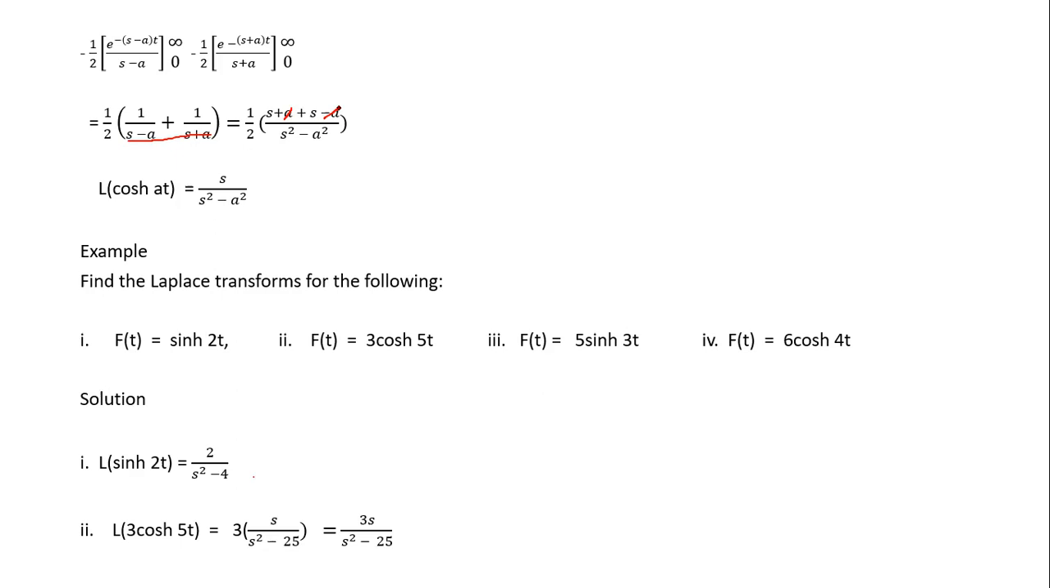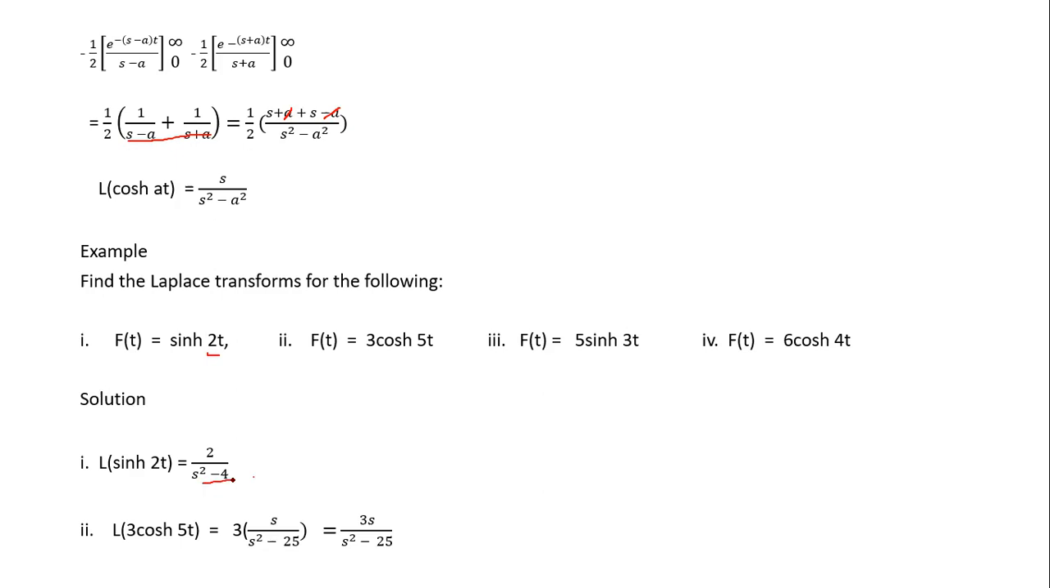So let's look at the examples. Transform f(t), or Laplace transform of f(t) equal to sinh 2t. So here our a is 2. Therefore, we are going to get a over s squared minus a squared. So it becomes 2 over s squared minus 2 squared. And that will give you 2 over s squared minus 4.